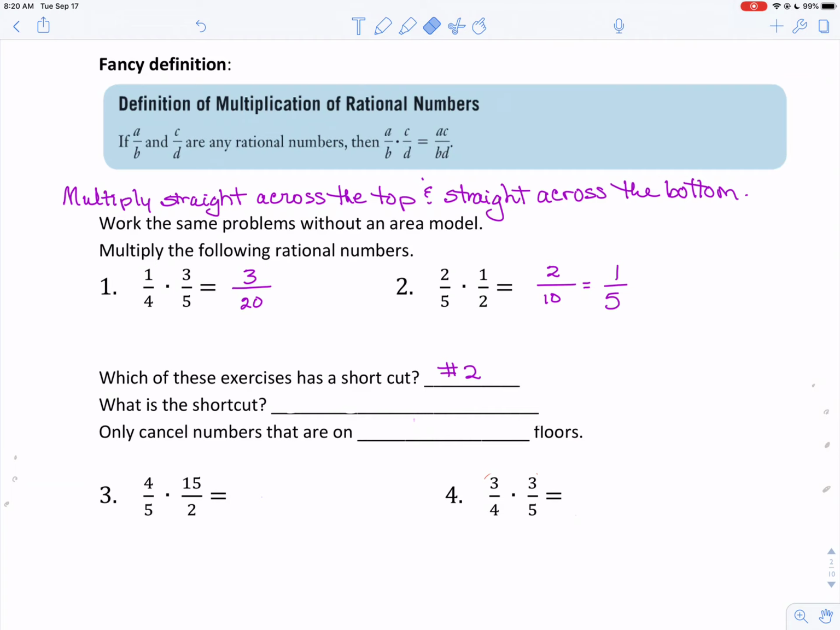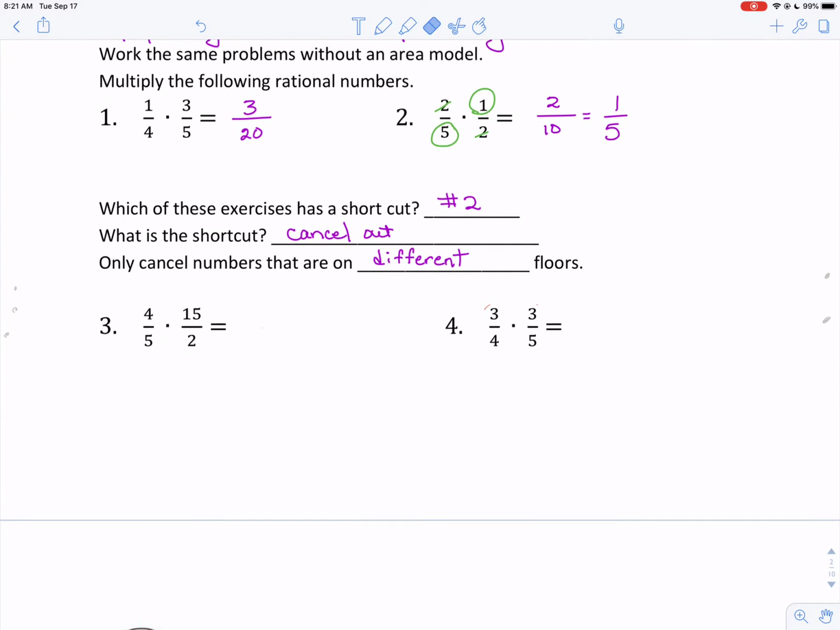What is that shortcut? Well, the shortcut is that we can cancel out. The key to canceling out is you can only cancel numbers that are on different floors. So here is the first floor, and here is the second floor. So they have to be on different floors to cancel out. So those 2's, one's on the first floor, one's on the second, they cancel out, so I could go straight to 1/5.